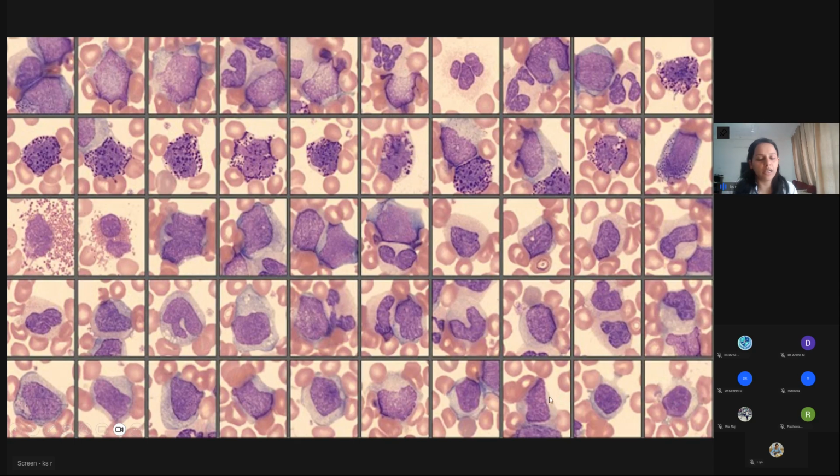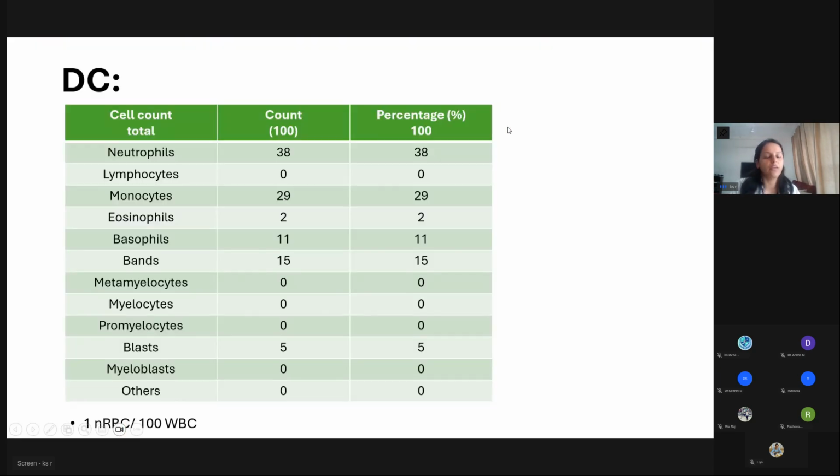So, as you can see, these are large cells with abundant slate blue-gray cytoplasm, and some of them are showing cytoplasmic vacuolation, nuclear indentation. Some are showing convoluted nucleus also, and I have found some circulating blasts, but I have placed it at 5% with some 2 or 3 nucleoli.